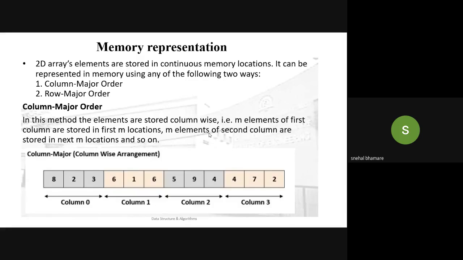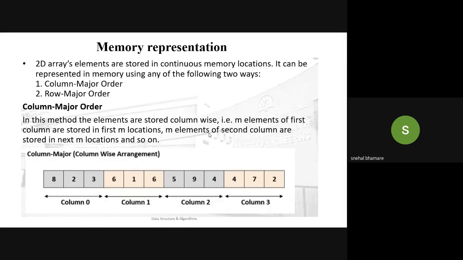First one is column major order. In column major order, the elements are stored column wise. That means the first column of that table will be stored first, then the second column, then the third column, then the fourth column. So all the elements in the first column will be stored first, then all the elements in the second column, then all the elements in the third, and so on. So this is nothing but column major order.